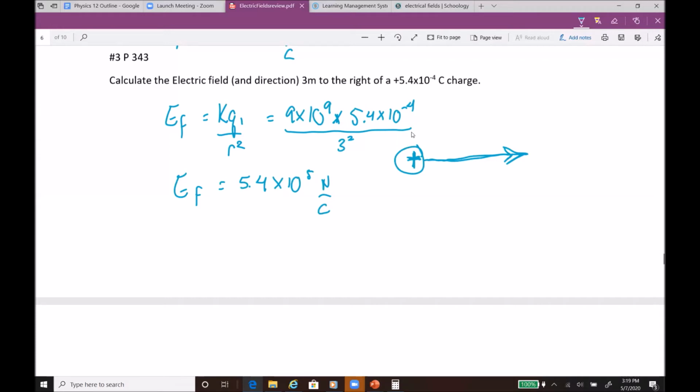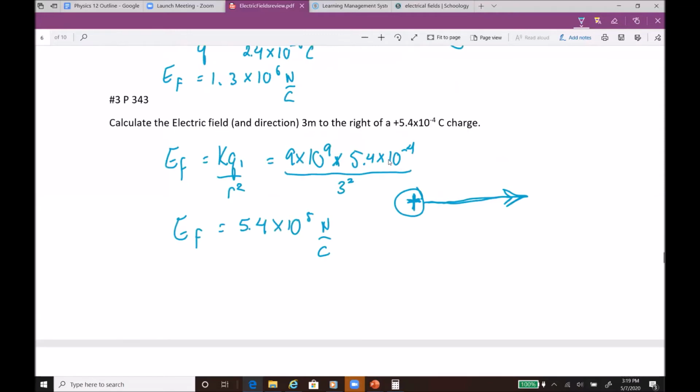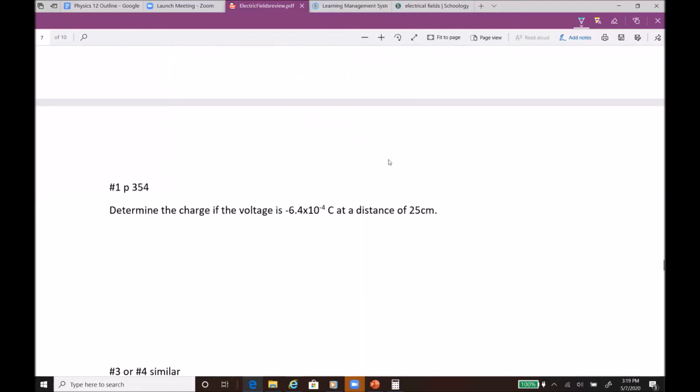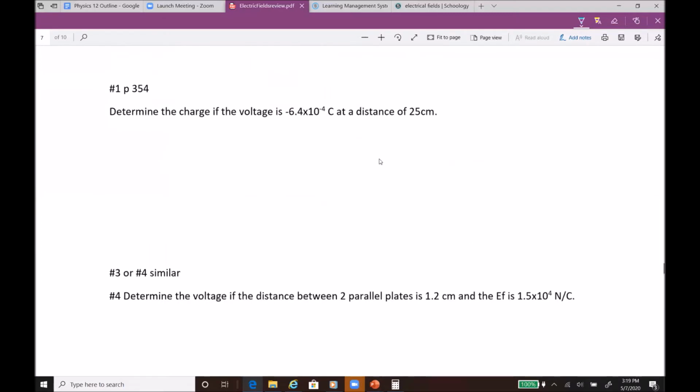All right. So next question. That was number 3, page 343. Okay. So let's look at number 1, page 354. Determine the charge if the voltage is minus 6.4 times 10 to the minus 4 coulombs at a distance of 25 centimeters. Okay. I think that's supposed to be voltage, not coulombs. Let's make that adjustment.